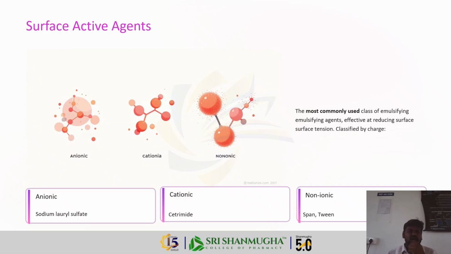Next, surface active agents. They are either anionic, cationic, or non-ionic. They are the most commonly used emulsifying agents, effective in reducing surface tension, and are classified by their charges. An anionic surfactant example is sodium lauryl sulfate. A cationic emulsifying agent is cetrimide, and a non-ionic one is Span and Tween.